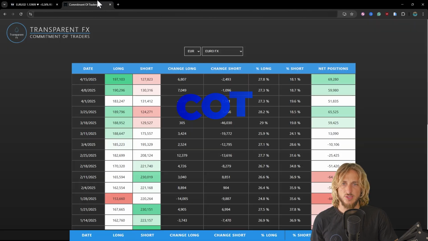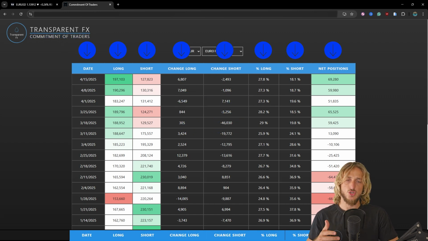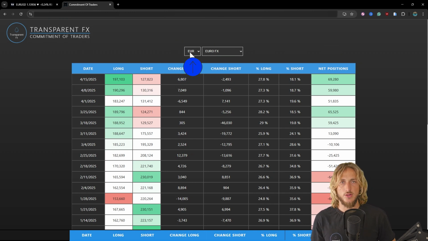Now, speaking about institutional longing, if we look at the commitment of traders, so what the big players in the market are doing, and we look at the data for the euro, the first thing we have to keep in mind is that we're actually already looking at EURUSD, because all currencies on the spot are traded against the USD.